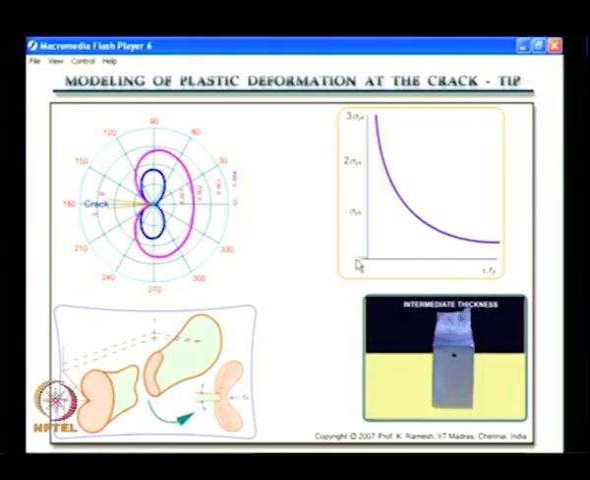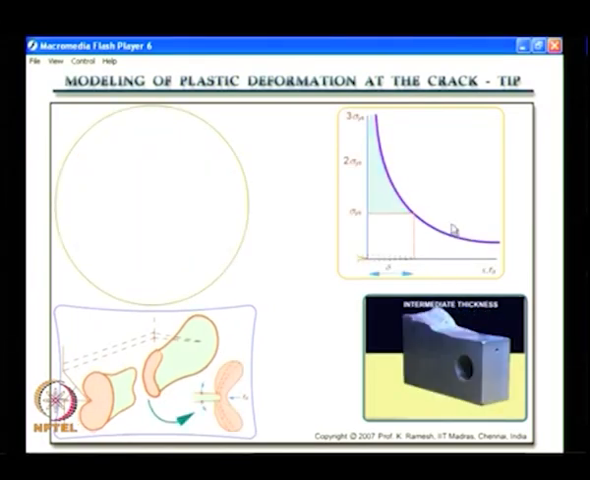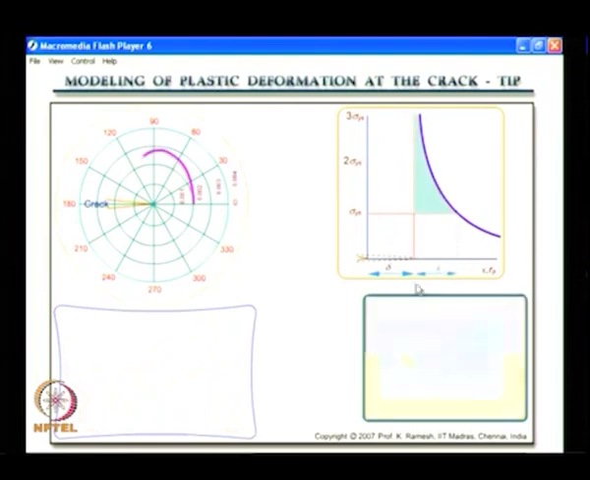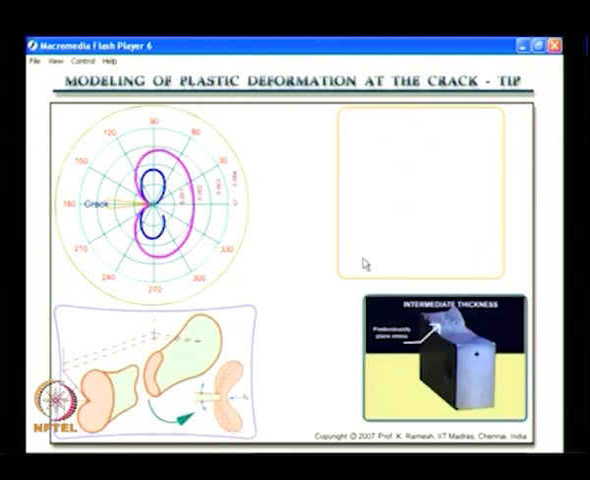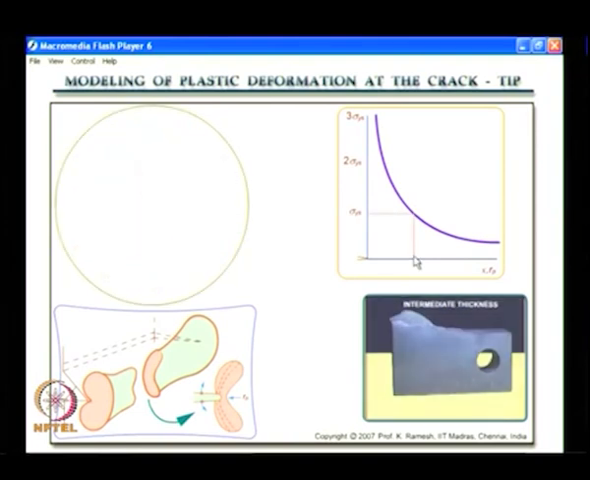And suppose I have a crack and I have a plastic zone, how do I mathematically model it? There are certain simplified approaches to take into account the plastic zone in a convenient fashion.